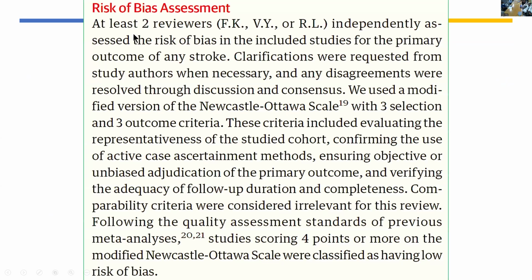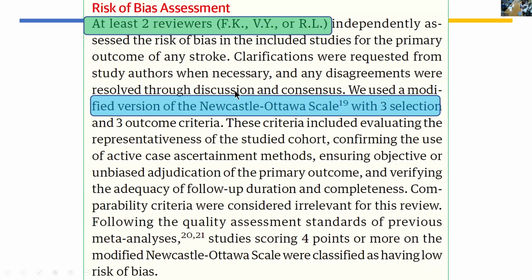So what did they do? Two people looked at risk of bias independently. They used a score called the Newcastle-Ottawa scale. This scale was developed in Canada. There's a Newcastle-Ottawa scale for case-control and for cohort studies, and I'll show you the Newcastle-Ottawa scale. That's not bad. So they used the Newcastle-Ottawa scale.